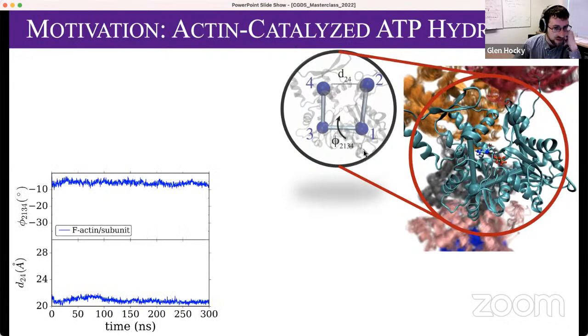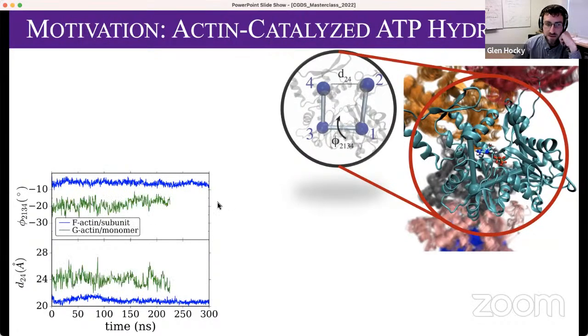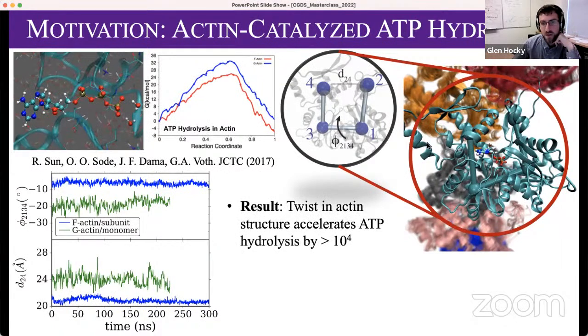And the reason, so here I'm showing that inside of a filament, if you just look at these 2 coarse-grained observables, the dihedral angle and distance here, angle between these 4 beads and the distance between 2 of them, it's very flat and stable. And if you take it out of the filament and you run it, it has a different twist and distance. And this turns out to be really important for the hydrolysis of this ATP molecule that I show in here, which changes its hydrolysis rate by orders of magnitude, or actin catalyzes hydrolysis by orders of magnitude when it flattens as it enters a filament, which serves as an important timing mechanism.